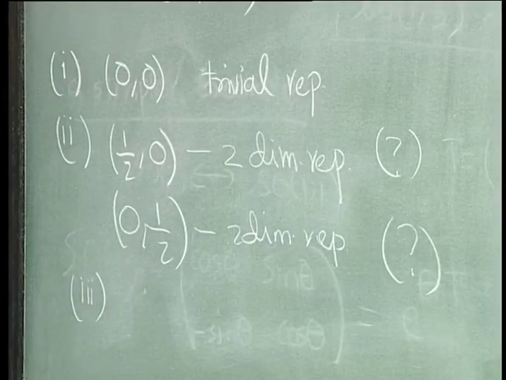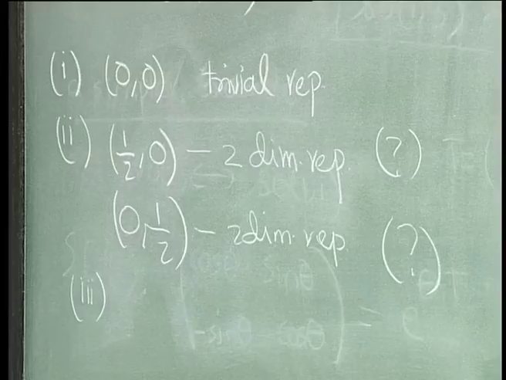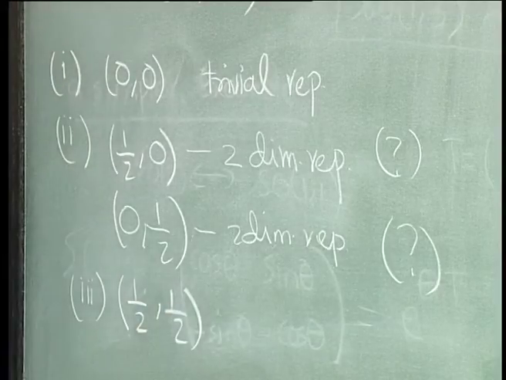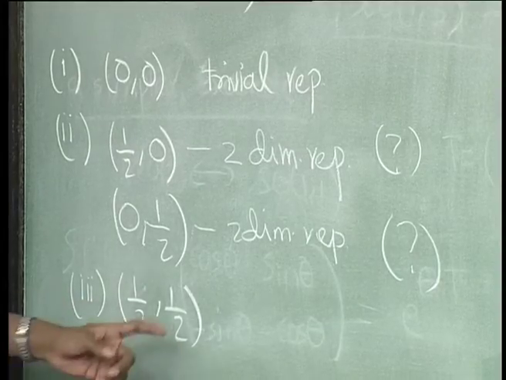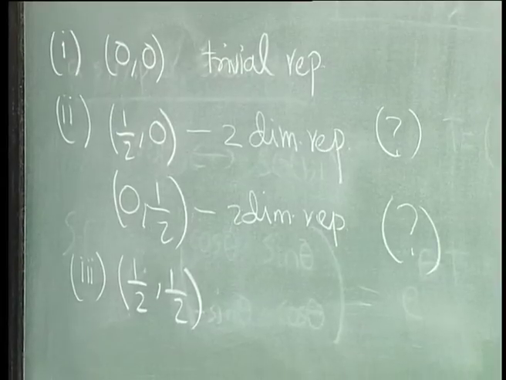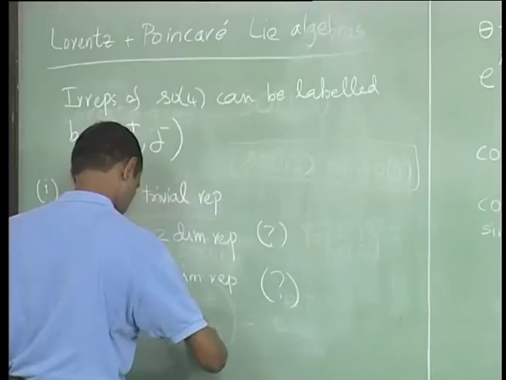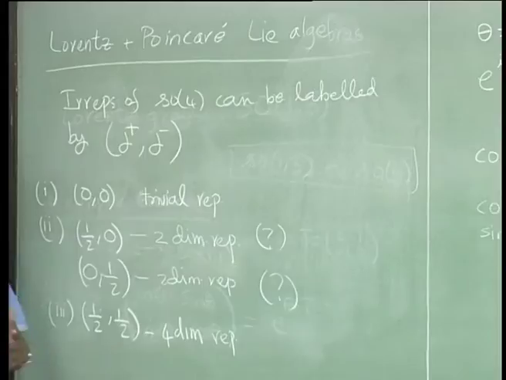So let us try something else. Let us try to find the 4-dimensional representation. The interesting thing here is that suppose we did consider this one, this would be (1/2, 1/2). Spin half is 2-dimensional, this is also 2-dimensional, so it will have two kinds of labels. This is 4-dimensional. Hopefully this is the vector of SO(4).